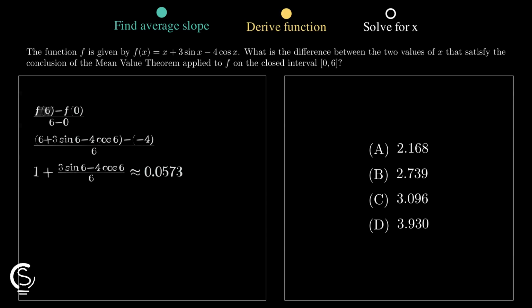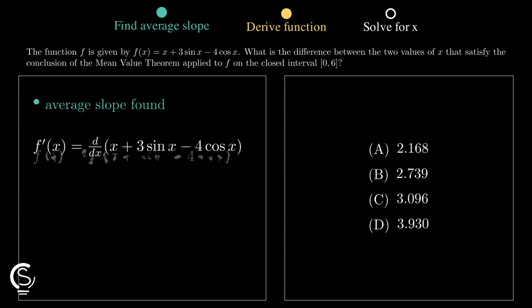Next, differentiate the function f of x. The derivative of x is 1, 3 sine x becomes 3 cosine x, and negative 4 cosine x becomes 4 positive sine x.